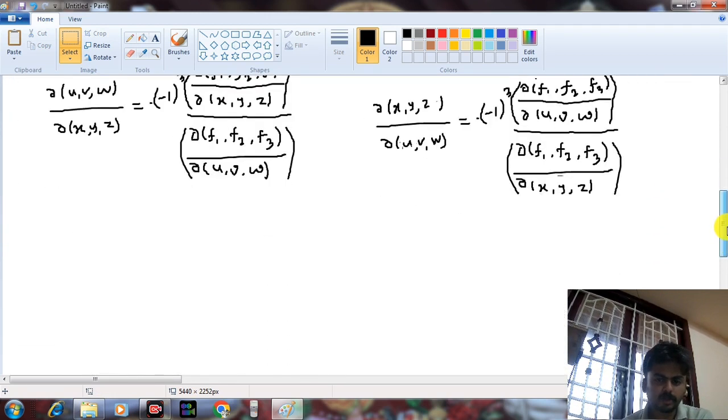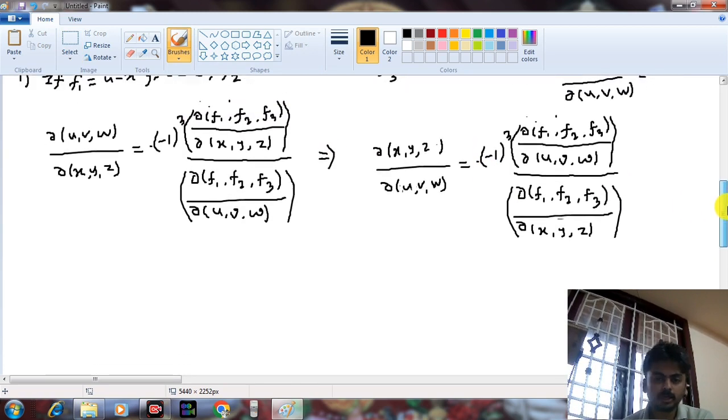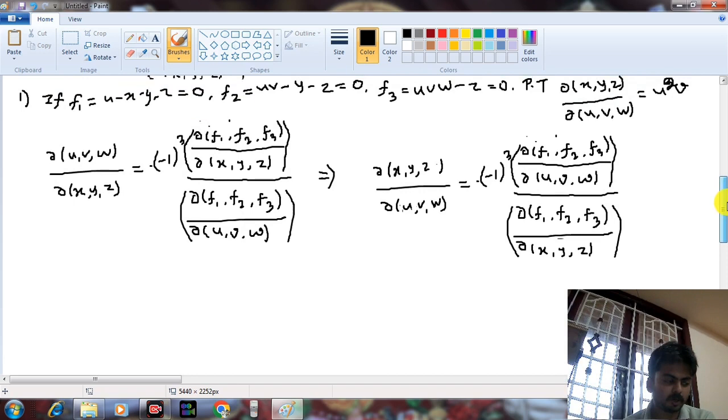Now according to our new formula, we are going to find dou (f1, f2, f3) divided by dou (u, v, w), and in the same way we are going to find dou (f1, f2, f3) with respect to x, y, z.